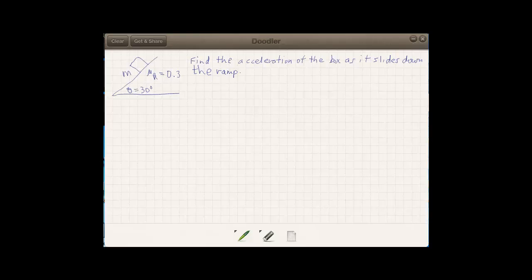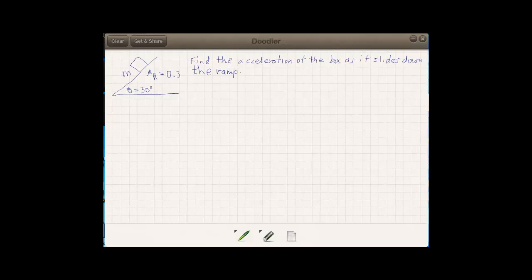Physics students. This is my dad showing how to find the acceleration of the box as it slides down the ramp. Yep, I'm very descriptive, and he's going to help you out a little bit. Hope you enjoy this. Thanks, Hannah, for that wonderful introduction.